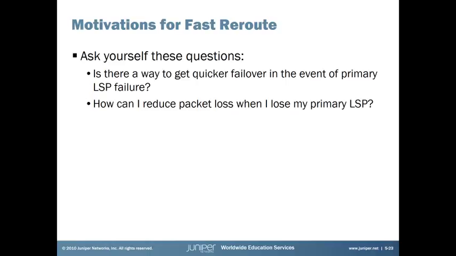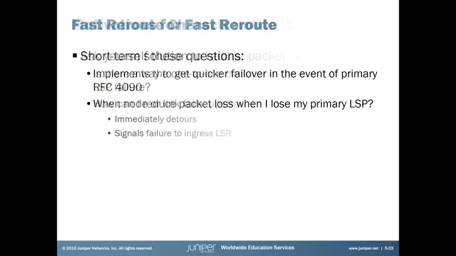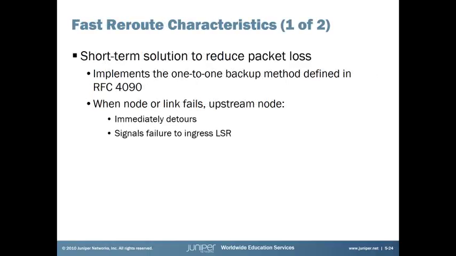Is there a quicker way? Is there a quicker way to fail over in the event of a primary failure? How can I reduce packet loss when I lose my primary LSP? Okay, so the answer is fast reroute. And this is defined in RFC 4090. It is what's called a one-to-one backup method. We'll take a look at how it works.